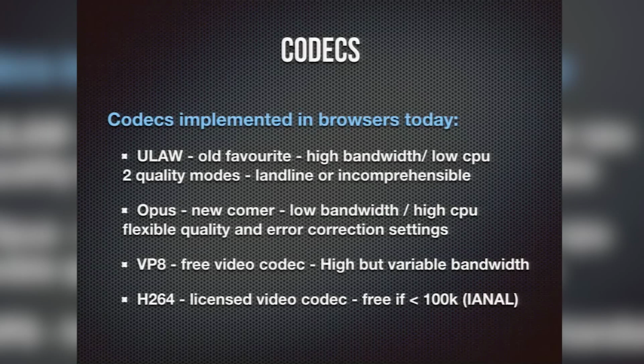Opus, which is the newcomer, kind of has exactly the reverse. It's potentially much lower bandwidth, much higher CPU use, and a whole lot of flexible settings, actually dynamically changeable settings, for error correction and packet loss detection and repair. So you've got a whole set of things there that you can look at. And then you've got the video codecs, which I'm going to skip over pretty much.